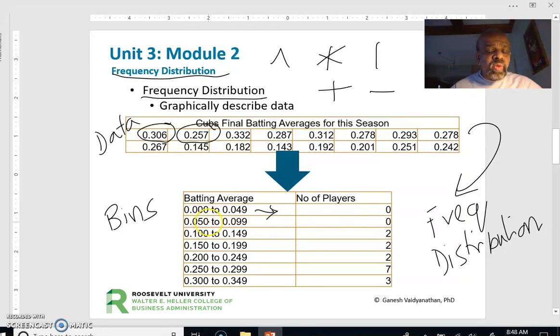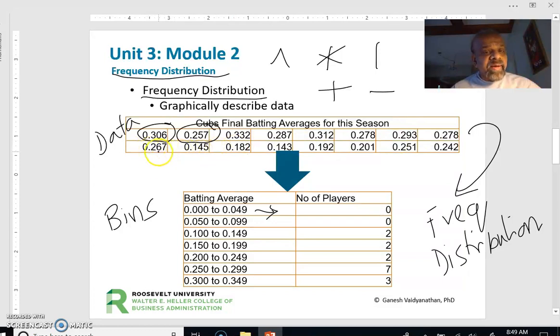Similarly, there is nobody who has done anything between 0.05 and 0.099, so that is also 0. Now let's say 0.1 to 0.149. For 0.1 to 0.149, this is not it, this is not it, and so on. So none of the players in the first row has got 0.1 to 0.149.